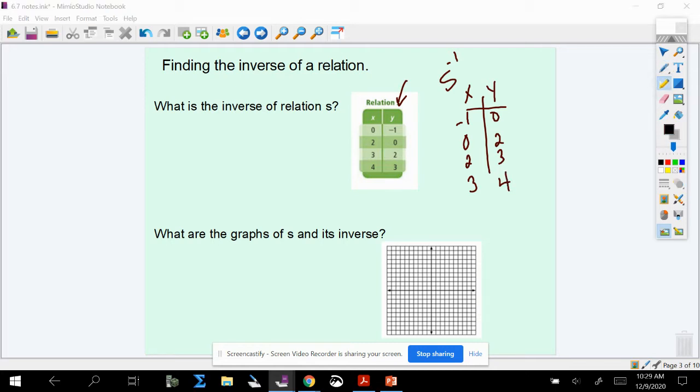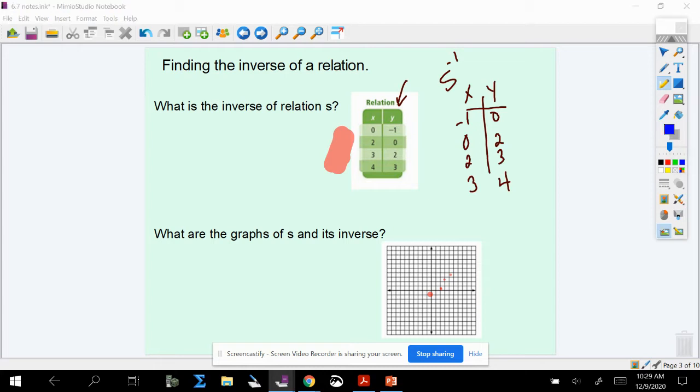Here's what it looks like when you graph, and I think it's helpful to graph it in two different colors. So I'm going to graph the original relation in red. So I've got (0, -1) is down here. These points are a little bit big. Trying to get them to be a little bit smaller. And then (2, 0) is right here. I want it to actually be a little bigger than that, somewhere in the middle here. And then (3, 2) is here. And then (4, 3) is here. So those are all of your original points.